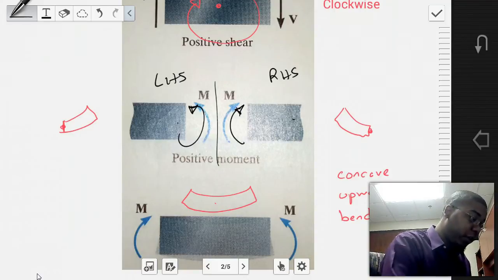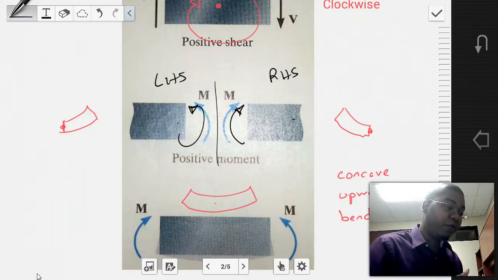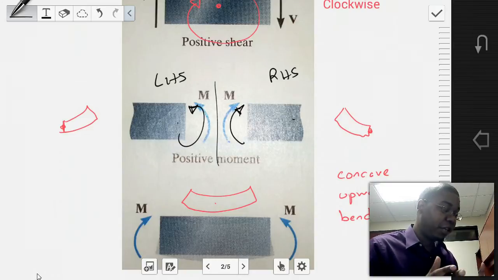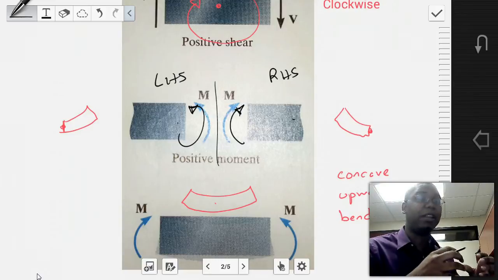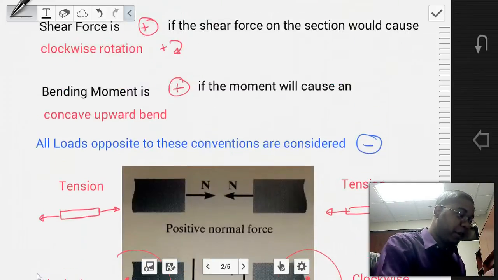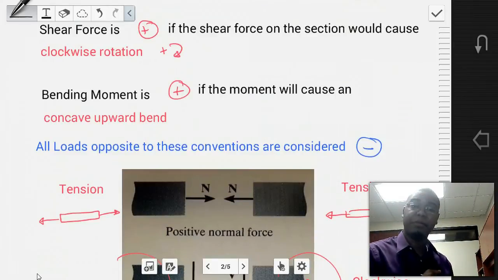Okay? Now if we were to take a central section, so if we were to section something twice and have a central section, then we would be able to identify the moment as positive if it creates that, again, concave upward shape in the relevant section. Okay? So a bending moment is positive if it will create a concave upward bend.